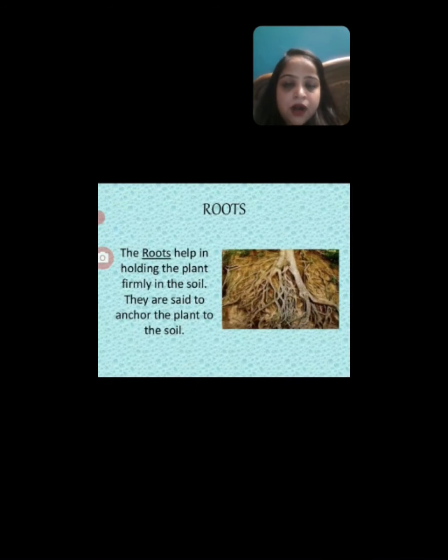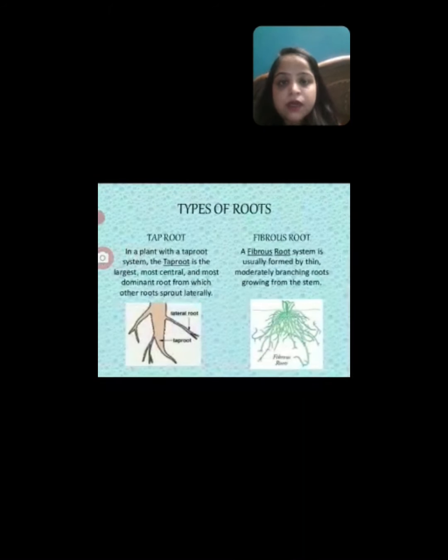The next part is the roots. The roots help in holding the plant firmly in the soil. They are said to anchor the plant to the soil. Roots absorb water and minerals from the soil and then give them to the stem for further distribution. We have 2 types of roots: taproot and fibrous root.